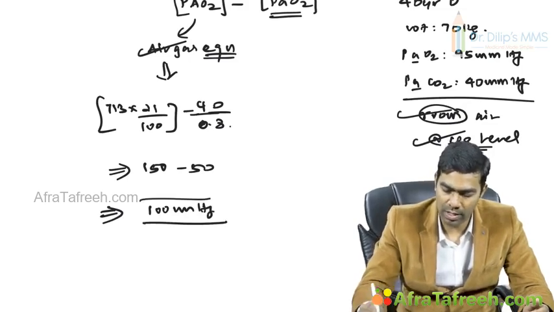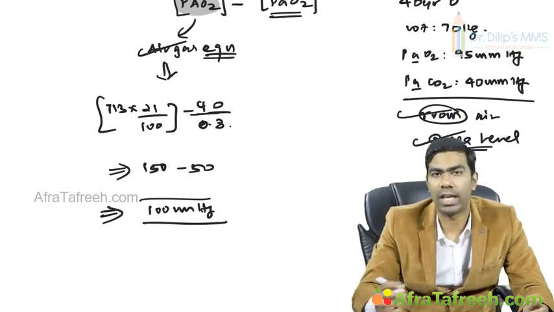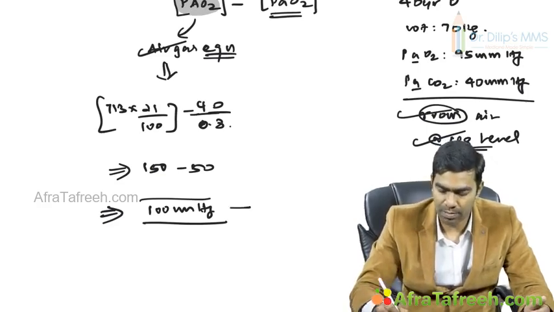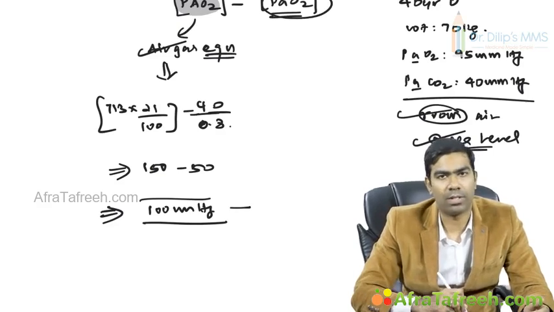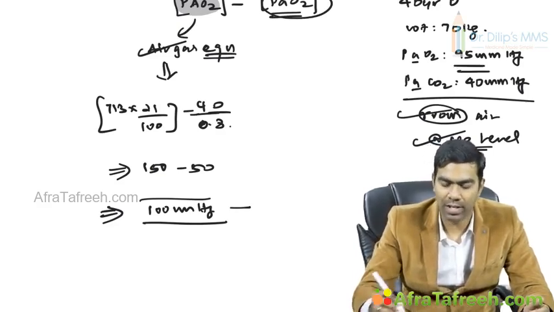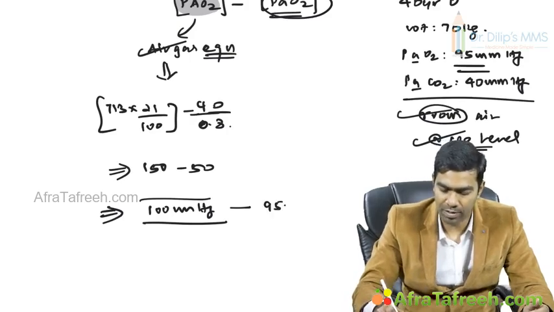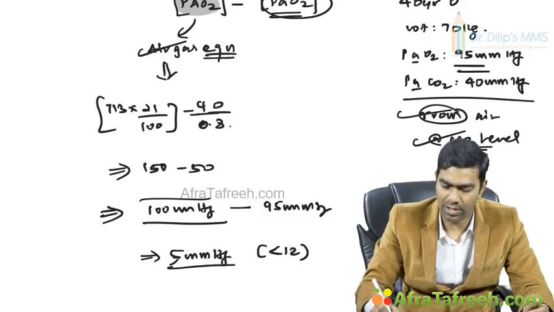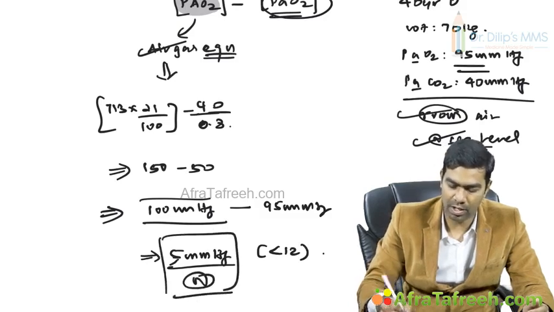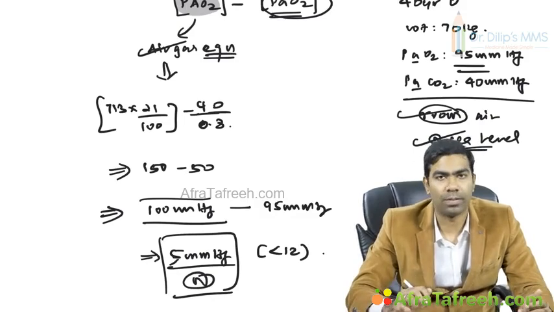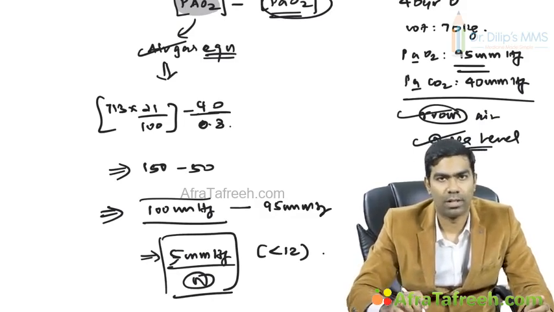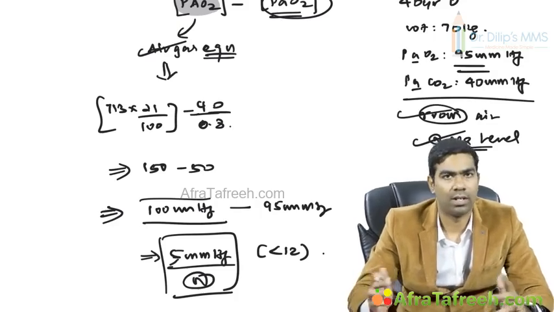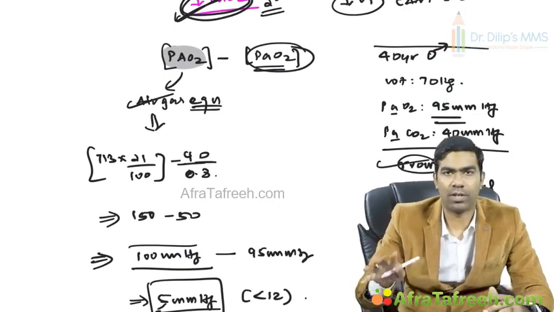Remember, you have found only the alveolar PO2. You have not yet found the A gradient, which means this must be subtracted from the partial pressure of arterial oxygen, which is clearly given here in the ABG analysis, that is 95 millimeters of mercury. So that is equivalent to 5 millimeters of mercury, which is definitely less than 12, which is a normal A gradient. So this patient is having a normal A gradient, without a doubt. This is a normal patient. Clear? This is only an example. We'll see more calculations of the A gradient in our ABG problems. But right now, this is how you calculate the A gradient.